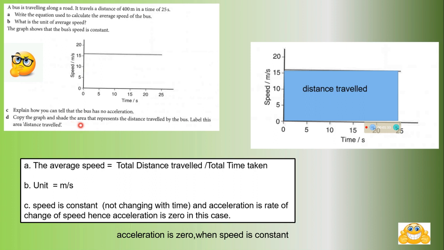Copy the diagram and shade the area that represents the distance traveled by the bus. So we have shaded the area. We know that the area under a speed time graph represents the distance traveled. So this is given here.